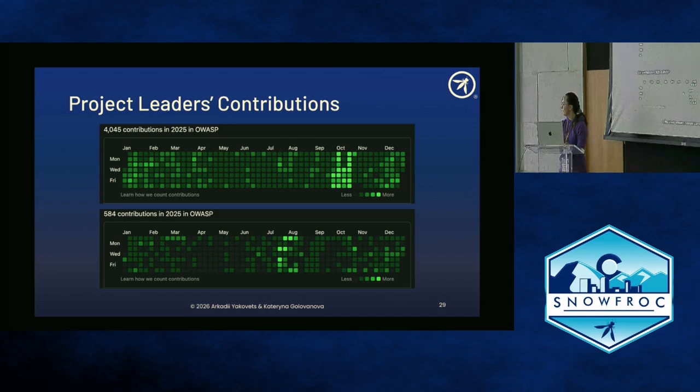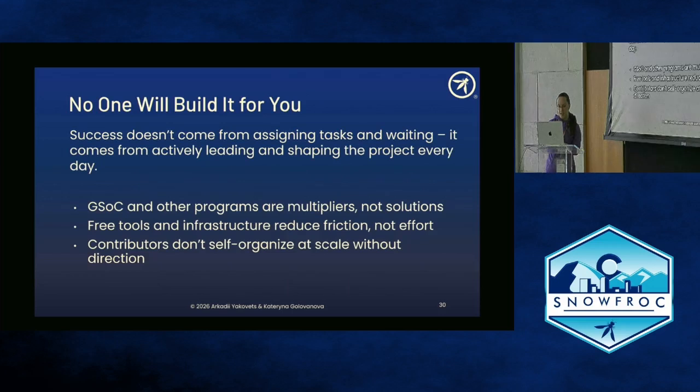May I interrupt? That cluster in October, those are automated PRs that I needed to fix a lot of typos and provide a lot of new files within the entire OWASP ecosystem. This is not manual. Everything else is, but still real, like 4,000 contributions in a year. And that's because no one will build it for you. Even if you have all of those students who want to participate from different programs, you still need to be involved. Success doesn't come from assigning tasks and waiting. It comes from actively leading and shaping the project every day.